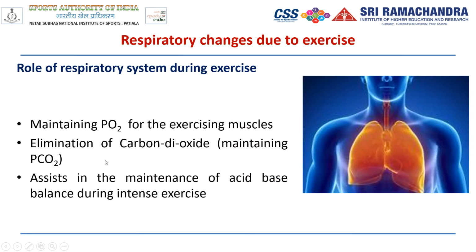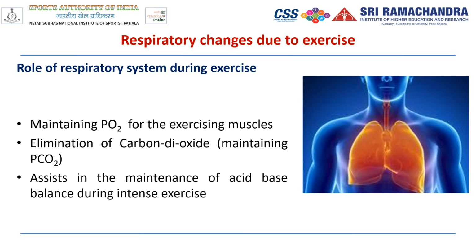Next, we are looking at the respiratory changes due to acute exercise. The role of the respiratory system during exercise is to maintain the partial pressure of oxygen for the exercising muscle. The muscles are in great need of oxygen for aerobic metabolism to run. To supply the oxygen, the respiratory system is very essential. The adequate functioning of the respiratory system is essential.